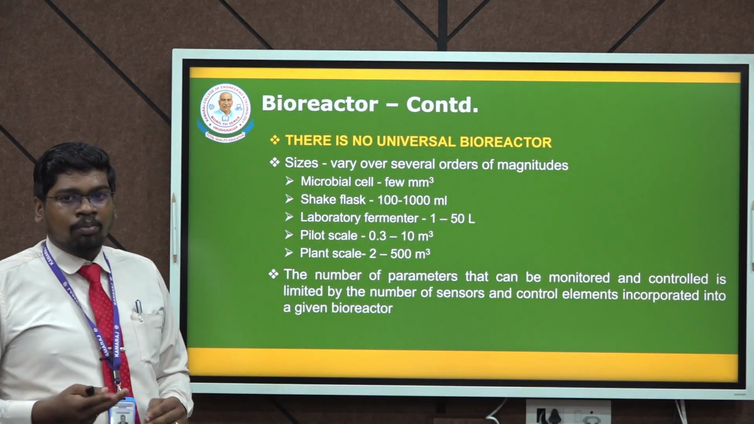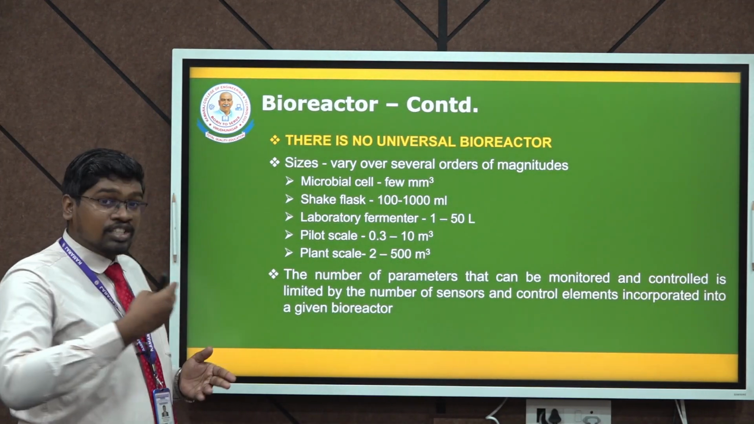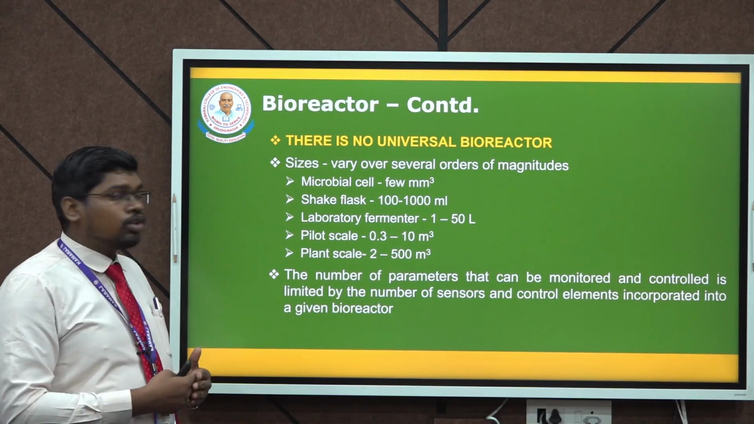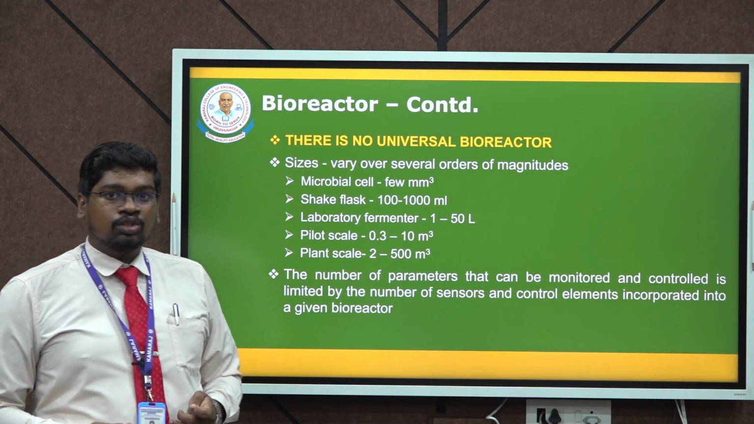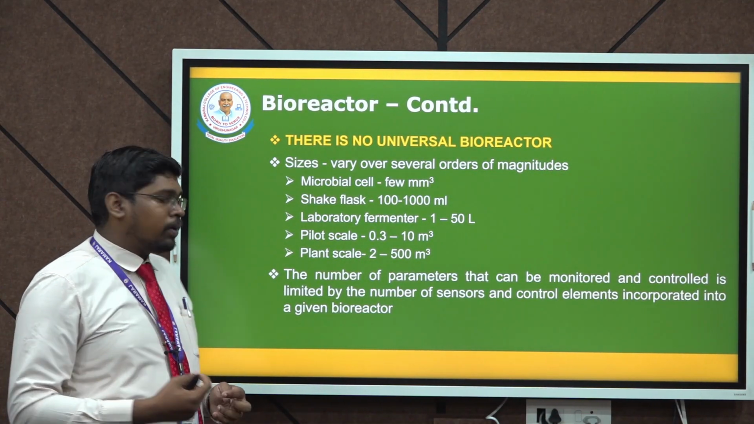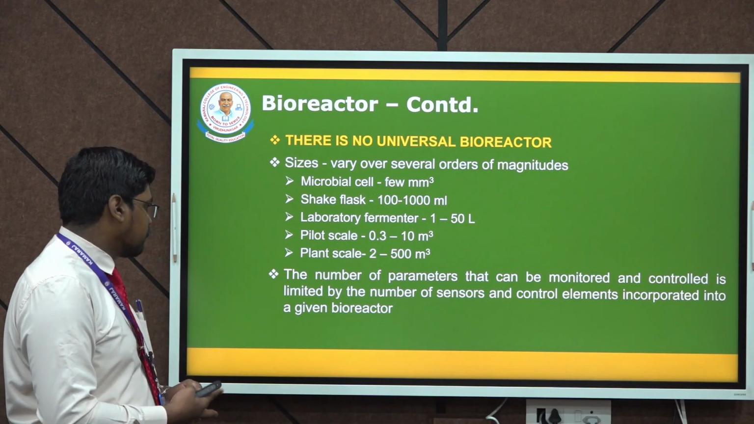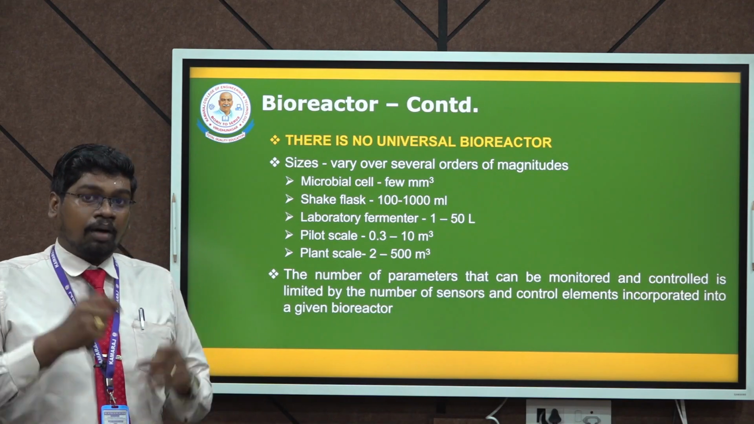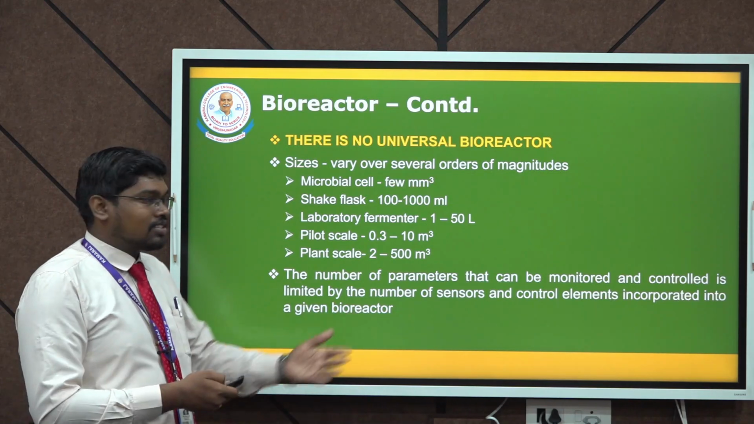For example, small microbial cells can be cultivated in vessels that are a few cubic millimeters in volume. In shake flask cultures, which we use at laboratory scales, 100 to 1000 milliliters are used for production. Laboratory scale fermenters are also used for 1 to 50 liters in volume. Pilot scale fermenters will be of 0.3 to 10 cubic meters and in plant scales, 2 to 500 cubic meter fermenters are used. The number of parameters that are monitored inside a bioreactor is limited by the number of sensors that can be installed in the bioreactor, which we will be seeing in the next slides.